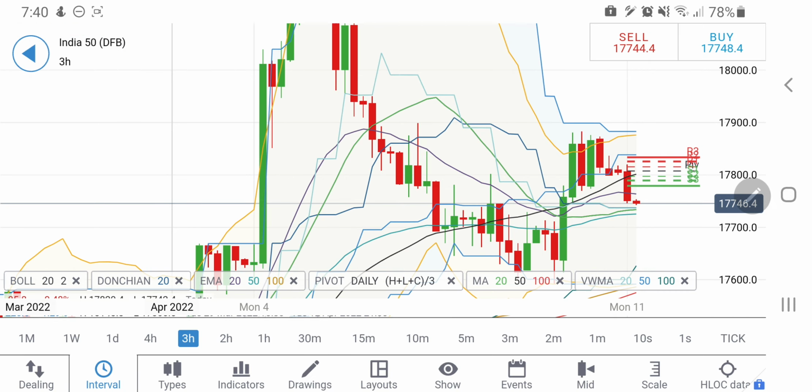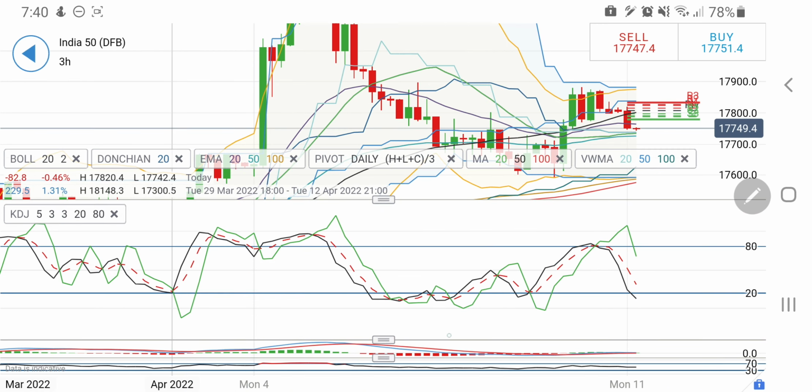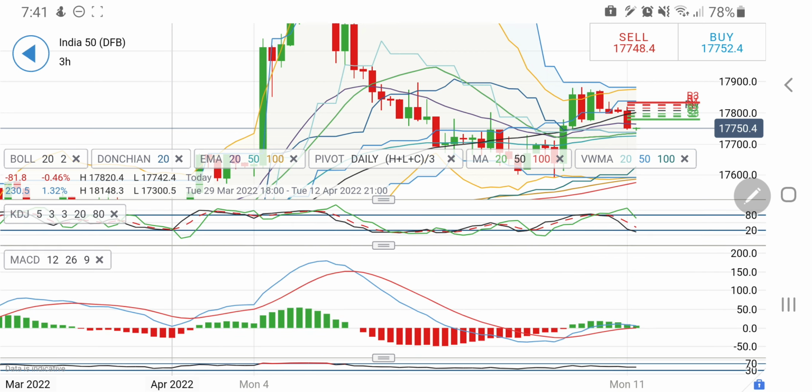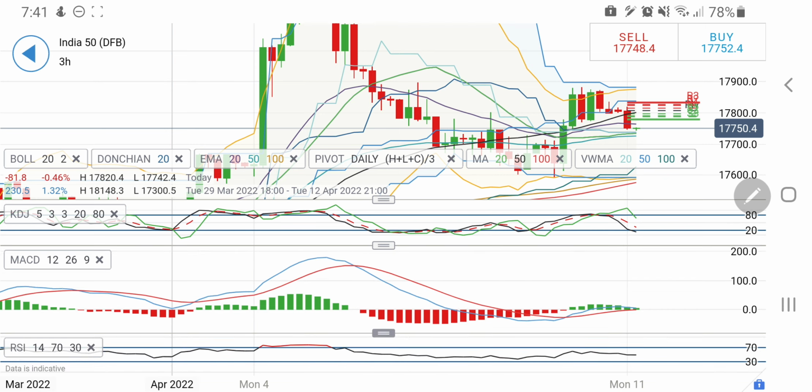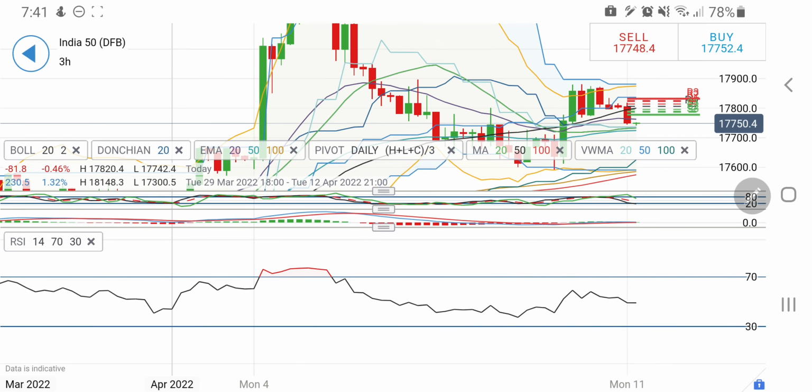Why I am so, I'll come back to the indicators there. However, right now it appears this was a retracement. Now again it is trading with a bearish bias on the 3-hour charts, but it is oversold on the 3-hour charts, and hence a minor bounce back cannot be denied. So yes, if you see it trading above 17,800, one can go long. In between 17,700 and 17,800, one must not try to take any trades.